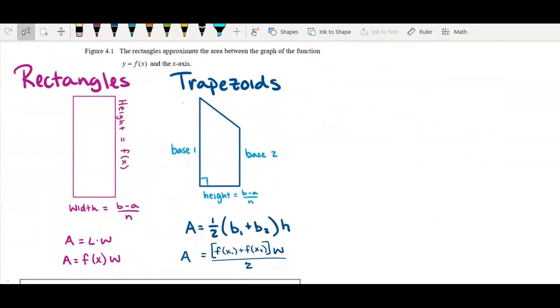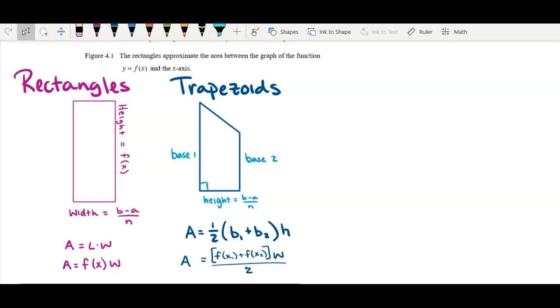So we know what a rectangle looks like. The width, again, is b minus a over n. The height is equal to f of x. So if I'm finding a left-hand approximation, let's label these both a and b, starting at a, ending at b. We'll just leave it as one rectangle. If I'm going to find a left-hand approximation, then I'm going to use the height from the left side of the rectangle, which would be f of a. I would use f of a for the height.